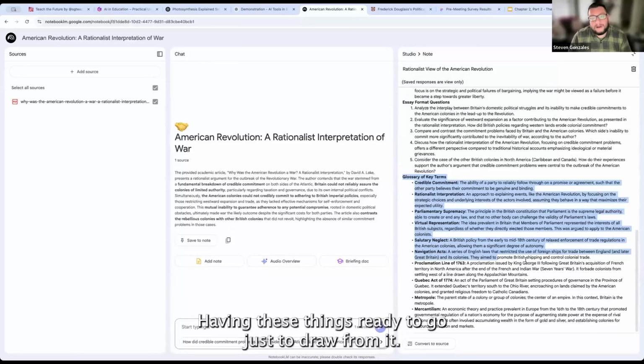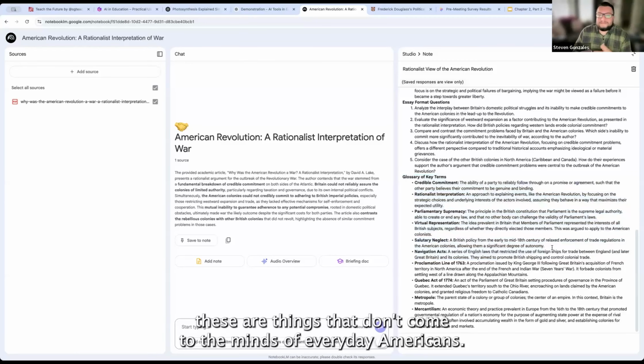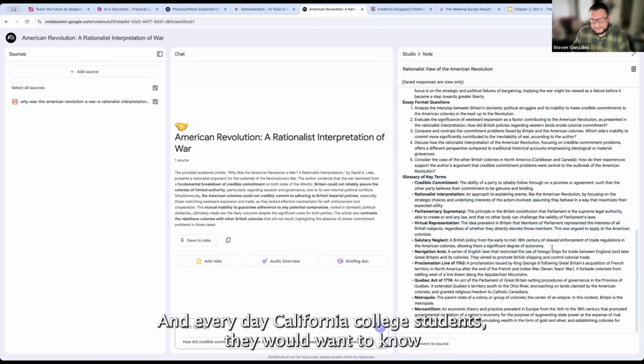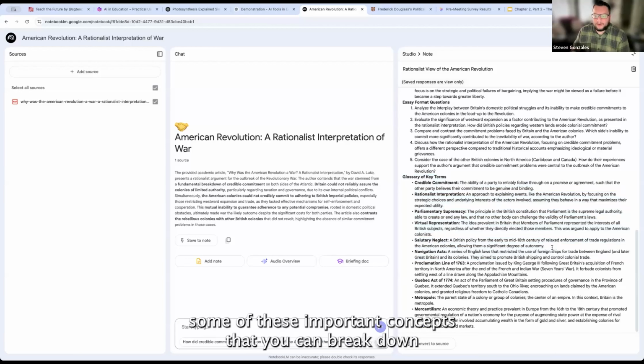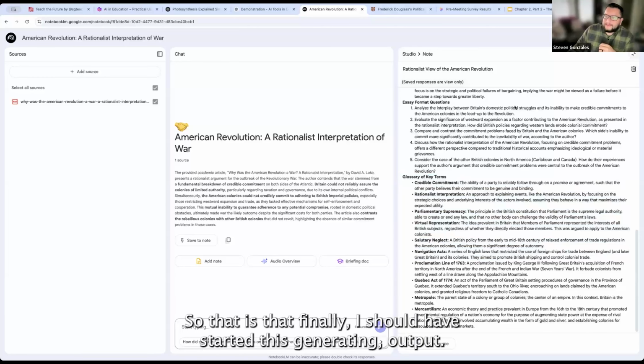Having these things ready to go just to draw from it, because some of these advanced things like salutary neglect, these are things that don't come to the minds of everyday Americans and everyday California college students. They would want to know some of these important concepts that you can break down and help explain the larger, bigger picture. So that is that.